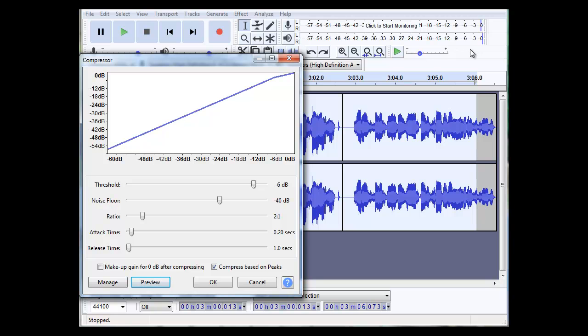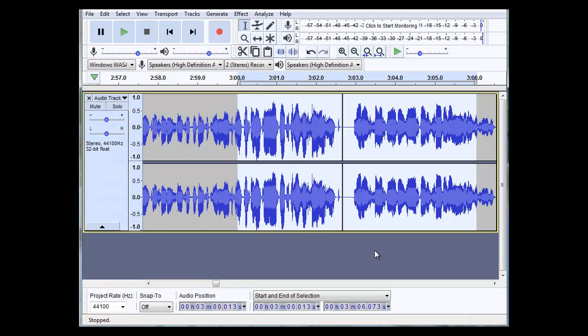Alright, so that's a little bit better than the normalizer. Let me just put this one through all the way and see what our graphs look like. Okay, so the compressor actually increased the volume on both of these voices. It increased the volume on the first voice and it increased the volume on the second voice.